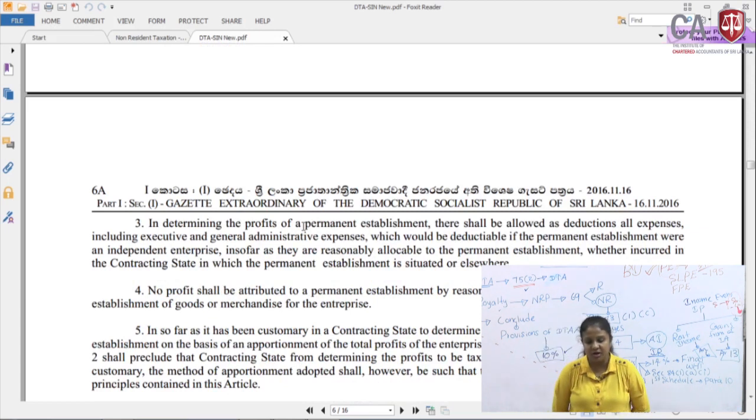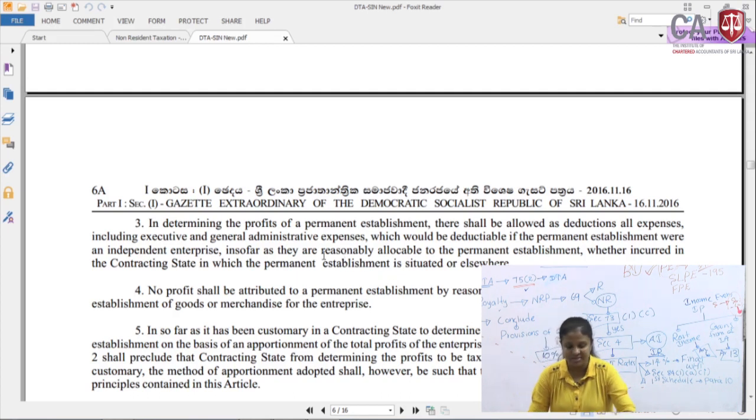Now we will come to paragraph 3. In determining the profit of a permanent establishment, there shall be allowed as deductions all expenses, including executive and general administrative expenses, which would be deductible if the permanent establishment were an independent enterprise, insofar as they are reasonably allocable to the permanent establishment, whether incurred in the contracting state in which the permanent establishment is situated or elsewhere.